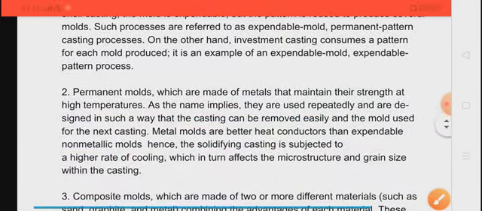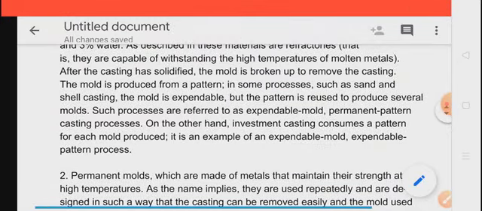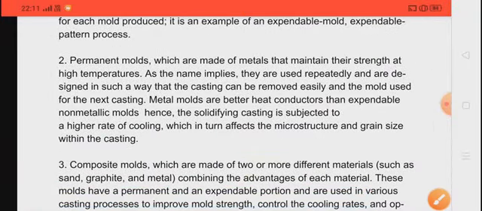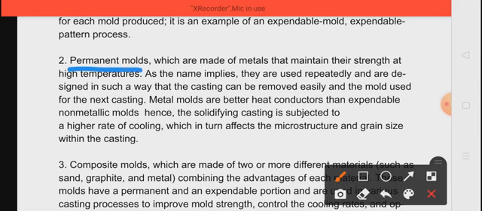You can also see the details which are given here. The second type of mold is permanent mold. As the name suggests, permanent mold means the mold is generally made from material which can be reused. Permanent molds are made of metal that maintains its strength at high temperature. As the name implies, they are used repeatedly and designed in such a way that the casting can be removed easily and the mold used for the next casting.